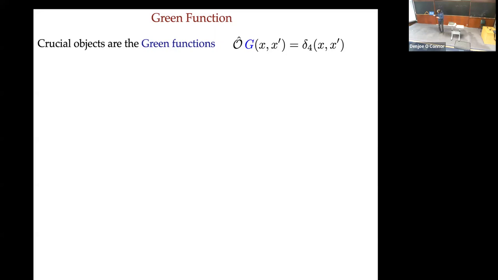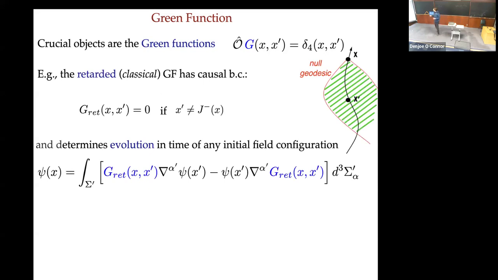So the main mathematical objects we're interested in are the Green functions. They obey the solutions of the Teukolsky equation, but now the source is no longer a physical source. It's a four-dimensional Dirac delta distribution. That's what I call the Green function. There are different solutions to this equation depending on what boundary conditions you impose. I'm going to be talking about two particular types of Green functions. One is the retarded Green function. I call it the classical Green function.